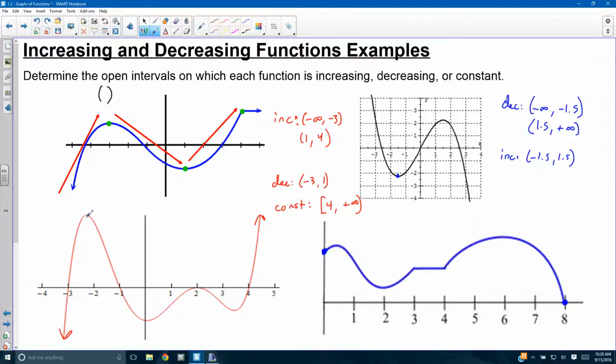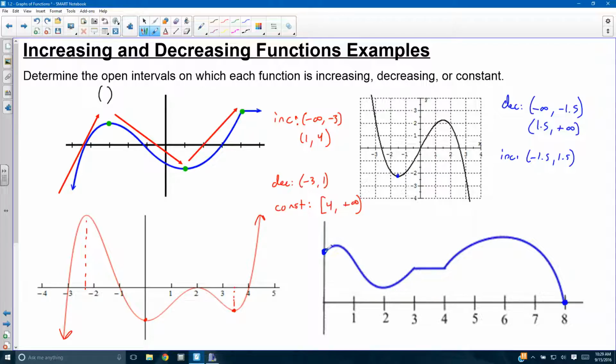Increasing from negative 3 to, let's say, negative 2.1/3, sure. Decreasing from negative 2.1/3 to, let's pretend like it's 0. Increasing from 0 to 2. Decreasing from 0 to 3.1/3. And then increasing from 3.1/3 forever to positive infinity.